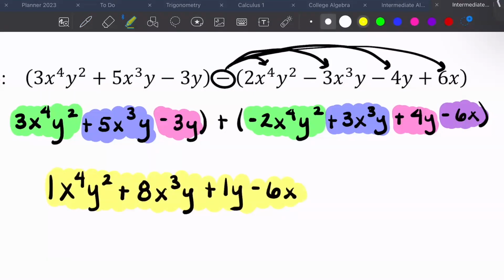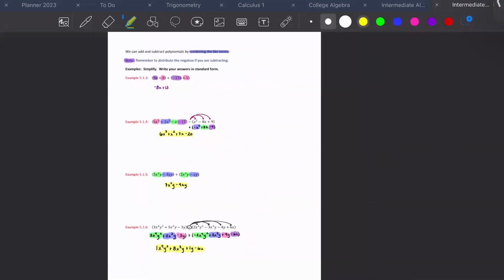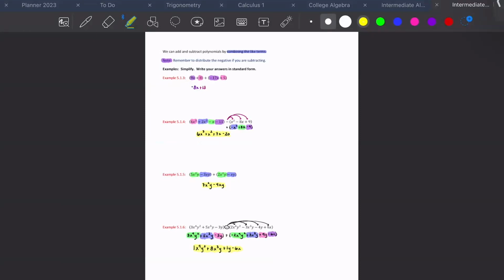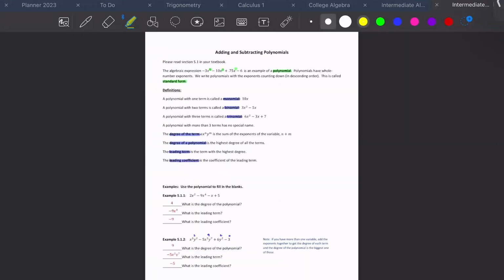Okay, just like that. And that is how we add and subtract polynomials. And we learned a little bit more about some definitions of a polynomial.